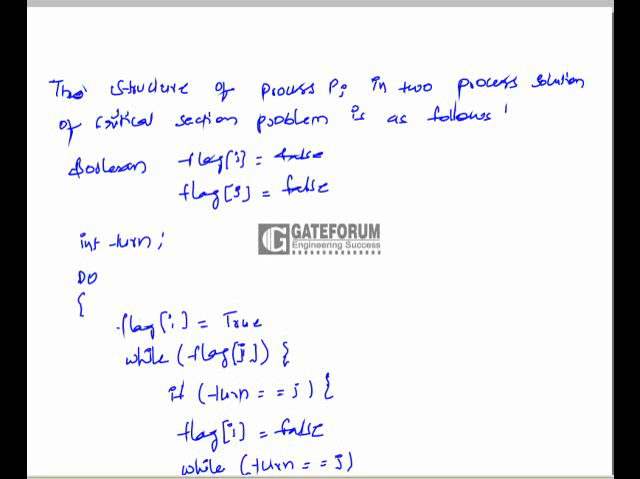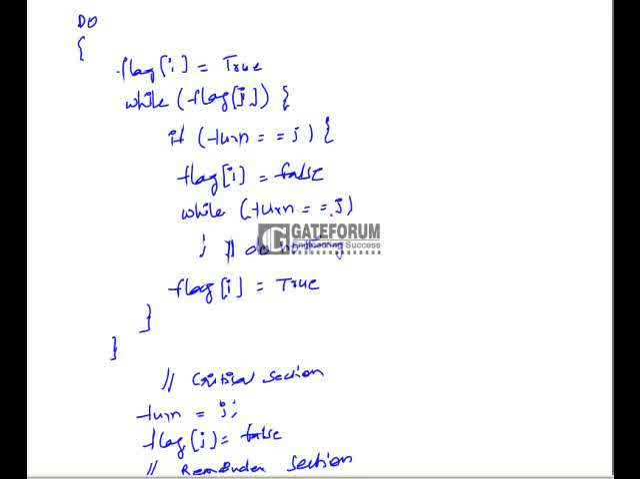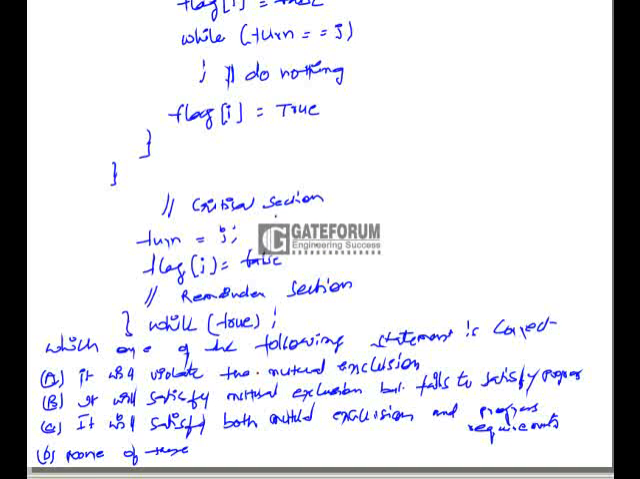Process Pi in a two-process solution of the critical section problem is as follows. Flag of i and flag of j are initially false, both are boolean, and turn is an integer value. Do: flag of i is equal to true; while flag of j, check the turn value; if turn is j, then flag of i is equal to false. Then while turn is equal to j, do nothing; flag of i is equal to true. It enters into the critical section, then turn is j and flag of i is equal to false, then the remainder section, while true.